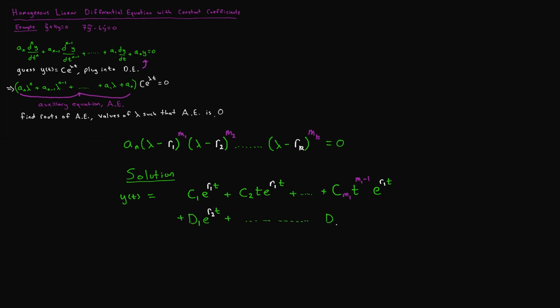We're going to have these e to the r sub i t terms coming from each root, but then we also have to account for the multiplicity by adding in these terms where we multiply by t raised to some power. Don't worry, I'll do about 4 examples.